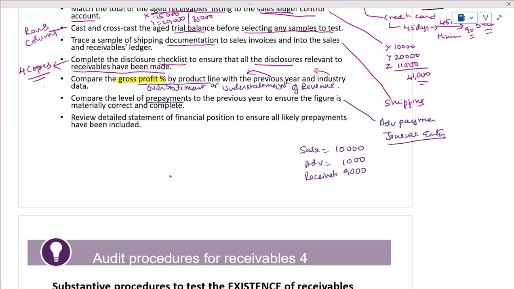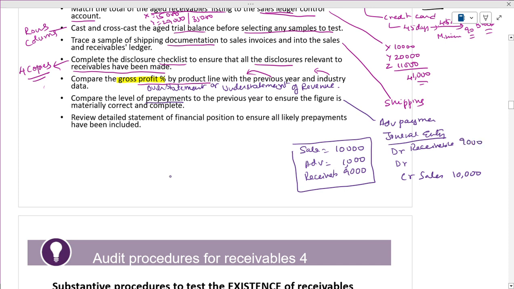Can you repeat please? There is a transaction where the value of the sale is 10,000, the advance you have received is 1,000, and the receivables going to be received in future is 9,000. If that is the case, what will you write? Debits or credits? Credit 10,000. Credit will be sales. Debit will be receivables 9,000 and debit will be cash received in advance. How much? 1,000.